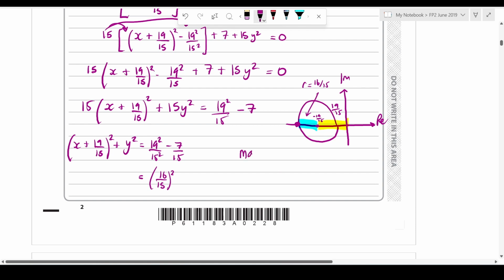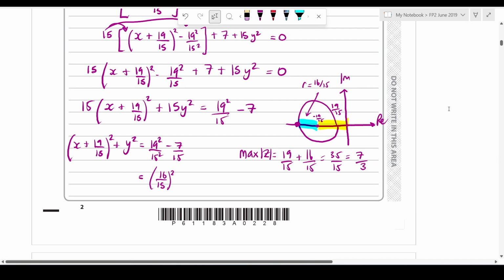So the maximum value of the modulus is just simply going to be 19 out of 15 plus 16 out of 15, which is 35 out of 15. Or dividing both by 5, that's 7 out of 3.